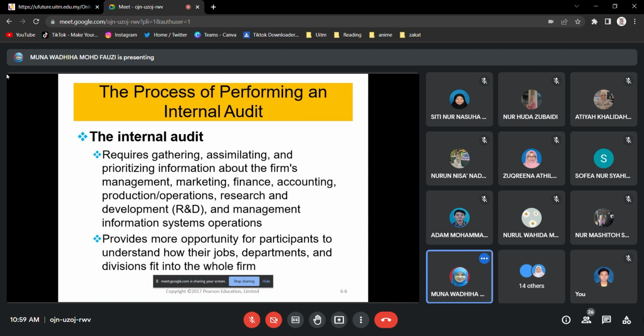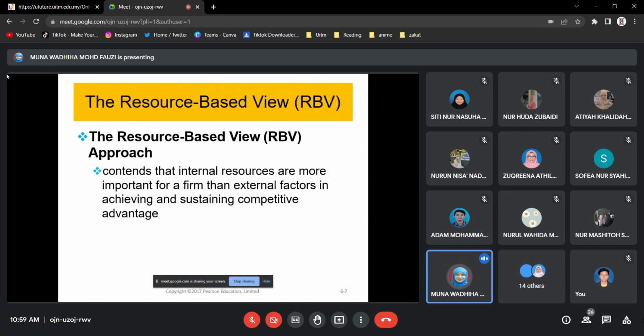Okay, so next we will discuss the resource-based view approach, known as RBV. So what is RBV? RBV is the model that sees resources as the key to a firm's superior performance. It is also an approach to achieve competitive advantage.